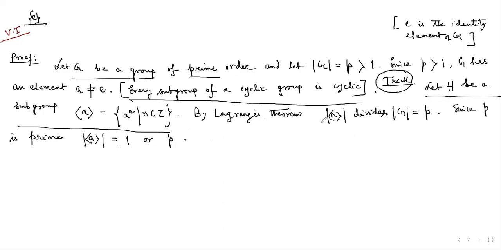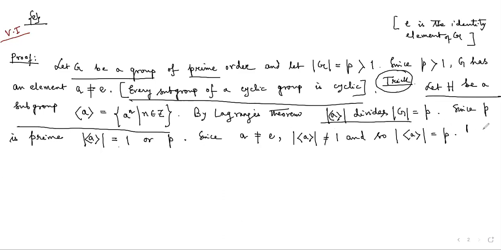So since the order of this subgroup divides the order of the group by Lagrange's theorem, and since the order of the group is a prime number p, the order of this subgroup will either be 1 or the prime number itself. But according to our choice, this number a is different from the identity, so the order of this subgroup is definitely not equal to 1. And we are left with only one choice, which is that it is equal to p.